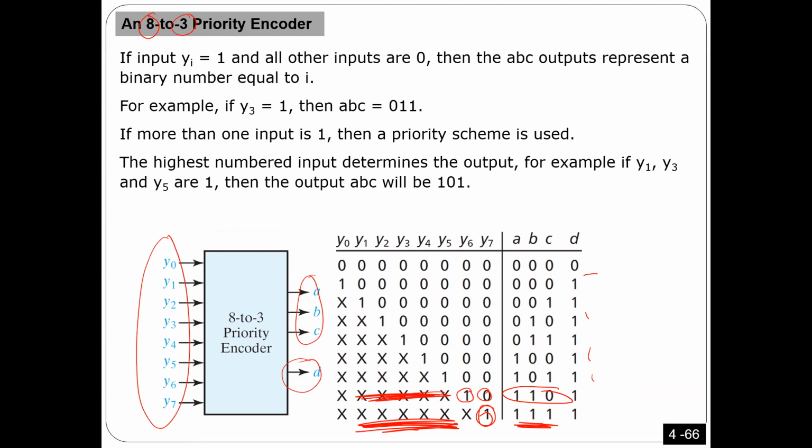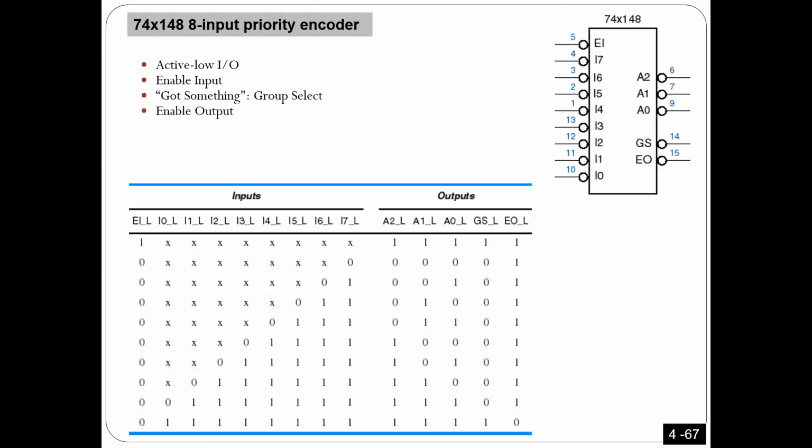The last thing I have in the encoder to teach is, I just want to show you one example of a practical priority encoder, a chip with a priority encoder, as you see here. Maybe you don't have it in your kit, I'm not sure, but I just want to show it to you. So we have an 8 input priority encoder. This is number 148.